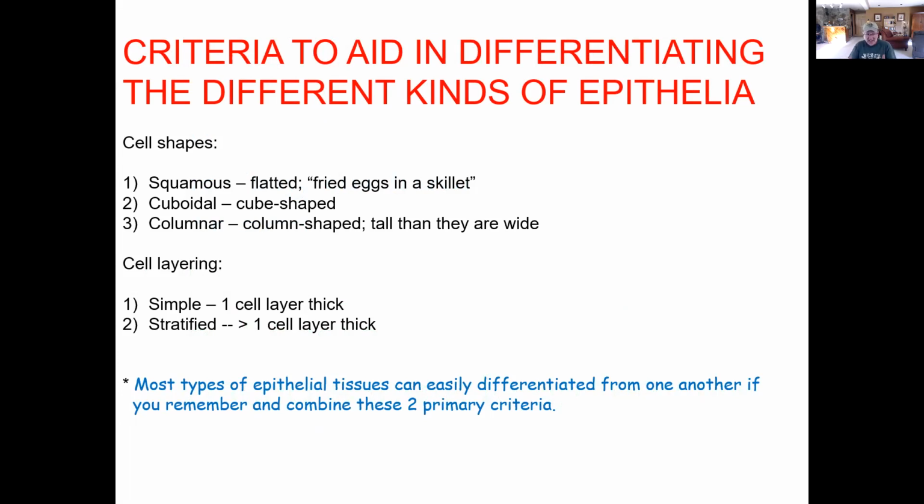In fact, we could define 6 different kinds of epithelia here. Simple squamous, simple cuboidal, simple columnar, stratified squamous, stratified cuboidal, stratified columnar. Okay? Now, those are not the only possible types, but that's the vast majority. So again, learn the shapes and the names, and then think about the layering arrangement of those cells.